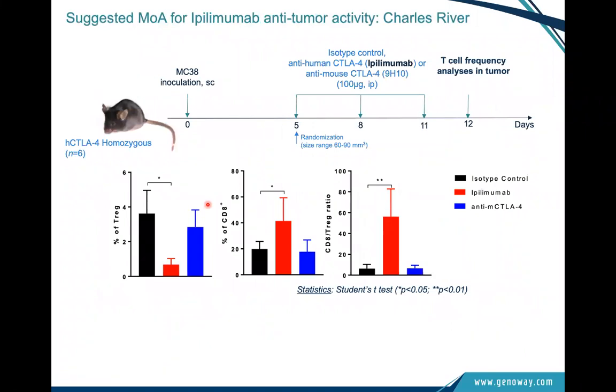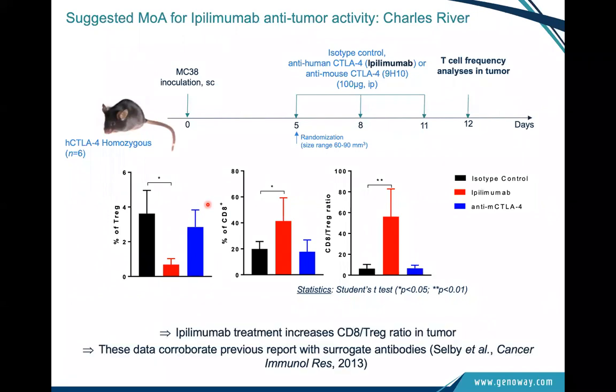They then investigated the mechanism by which ipilimumab works in those animals. What they did here is study the percentage of Tregs, CD8 cells, and the CD8/Treg ratio in the TME of those mice. And as you can see, the treatment with ipilimumab increases the percentage of CD8-positive cells in the treated mice and diminishes the number of Tregs. That, in fact, is in line with what has been suggested for ipilimumab surrogates in the literature.